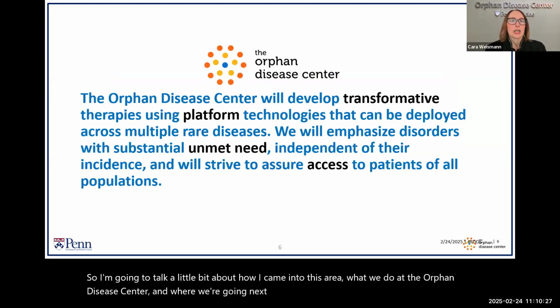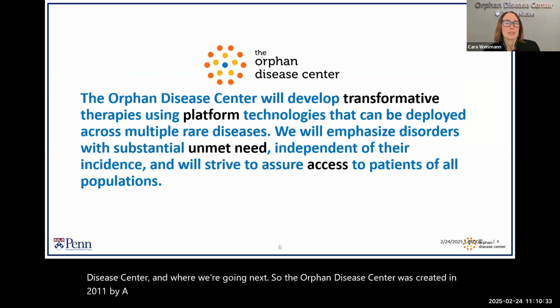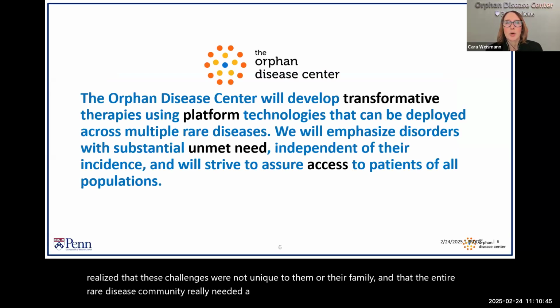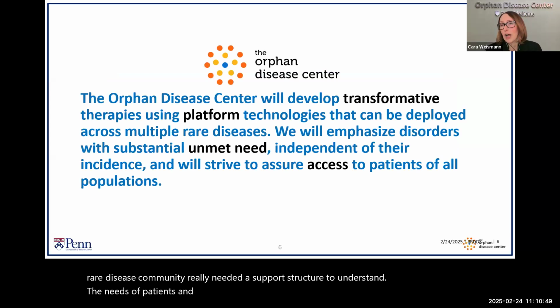So the Orphan Disease Center was created in 2011 by a family who were Penn alumni, whose family had been struck by a rare disease. They realized that these challenges were not unique to them or their family, and that the entire rare disease community really needed a support structure to understand the needs of patients and to facilitate funding and support services for research.